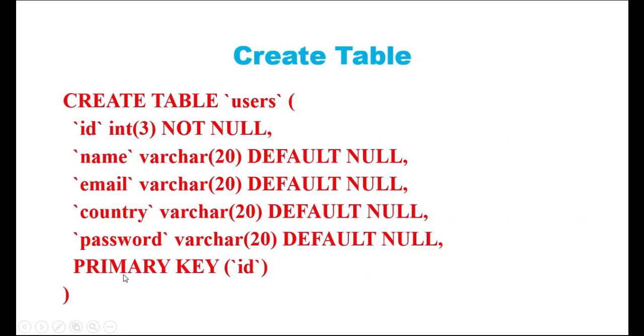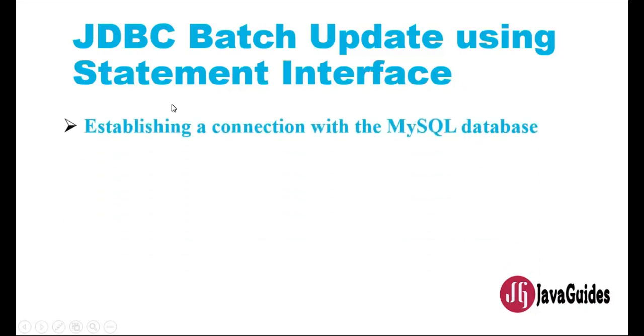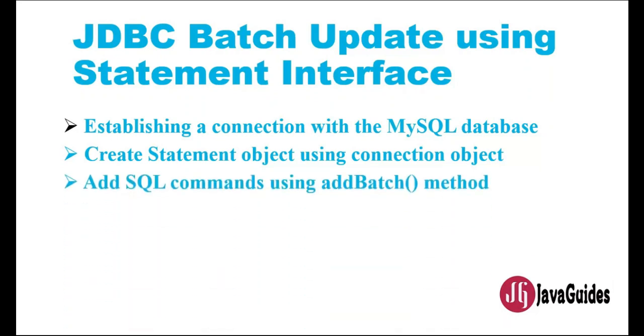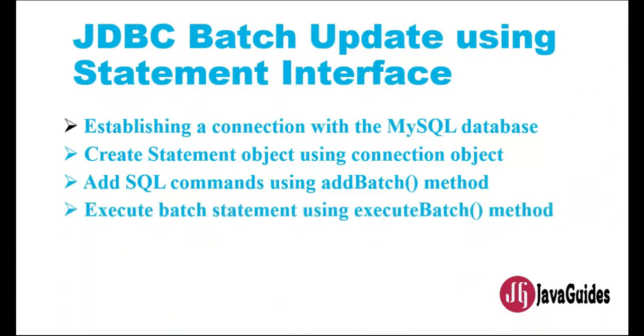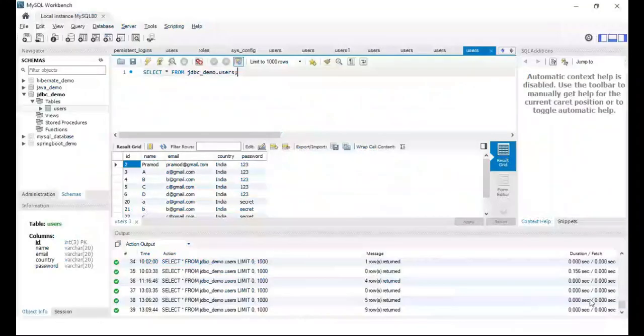writing a Java program. All right, so this is the table we are going to create. We use the Statement interface first to perform the JDBC batch update operation. So here are the steps. First we establish a connection with MySQL database, and we create a statement object using the connection object. We add SQL commands using the addBatch method, and we execute the batch statement using the executeBatch method, and we use a try-with-resources statement to automatically close the JDBC resources. So these are the few steps we need to implement.